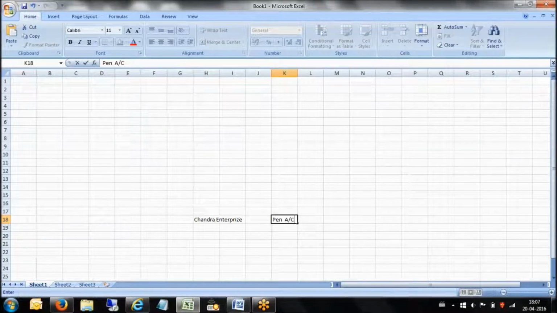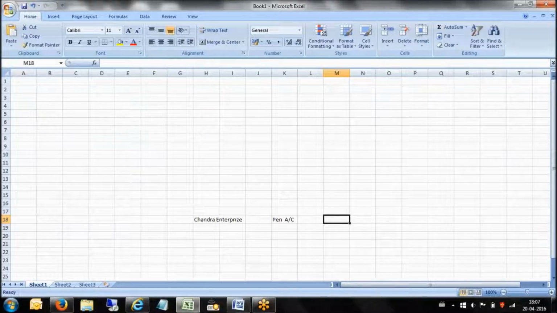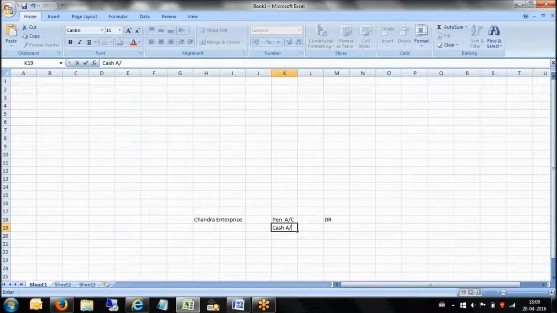I'm talking about one very small expense, a petty expense, that is a pen. Chandra Enterprise has to buy a pen. So what will happen? The pen will come in. Whatever comes into your business, that is debit. Remember always. Cash will go out of your pocket. This will be credit. Whatever goes out of your pocket, that is credit.